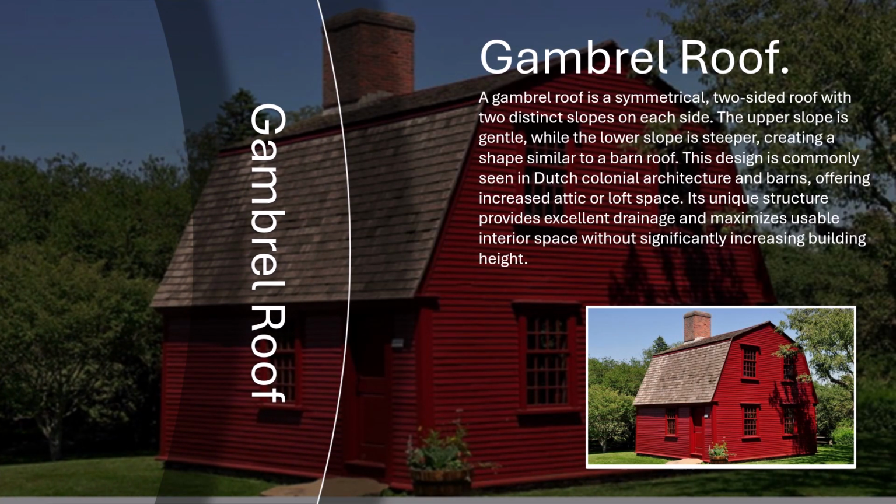Gambrel roof. A gambrel roof is a symmetrical, two-sided roof with two distinct slopes on each side. The upper slope is gentle, while the lower slope is steeper, creating a shape similar to a barn roof. This design is commonly seen in Dutch colonial architecture and barns, offering increased attic or loft space. Its unique structure provides excellent drainage and maximizes usable interior space without significantly increasing building height.